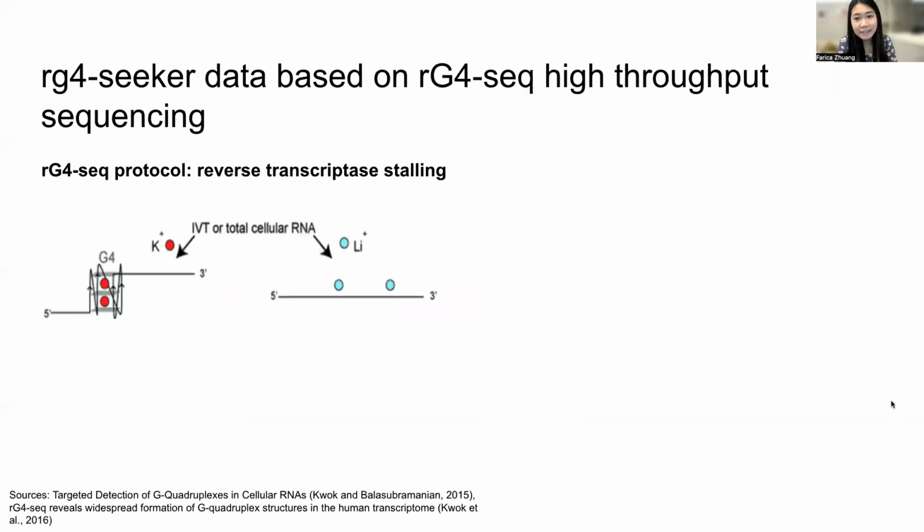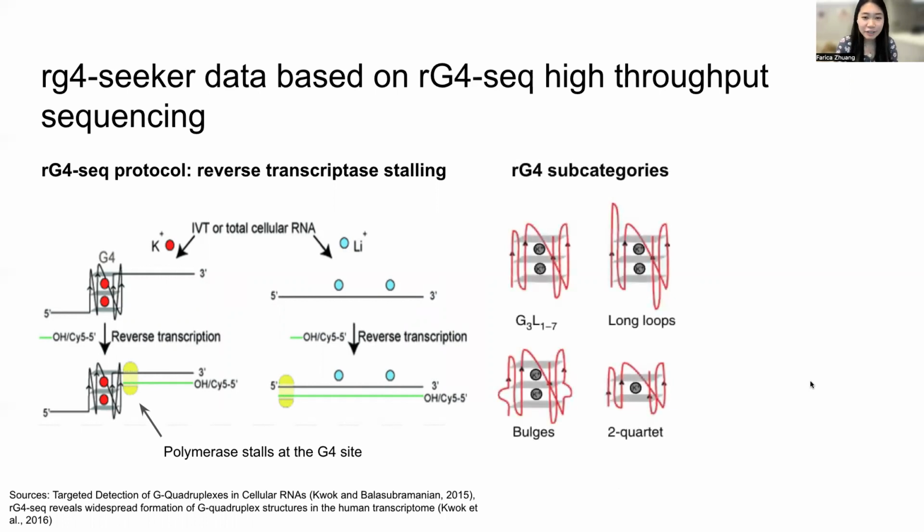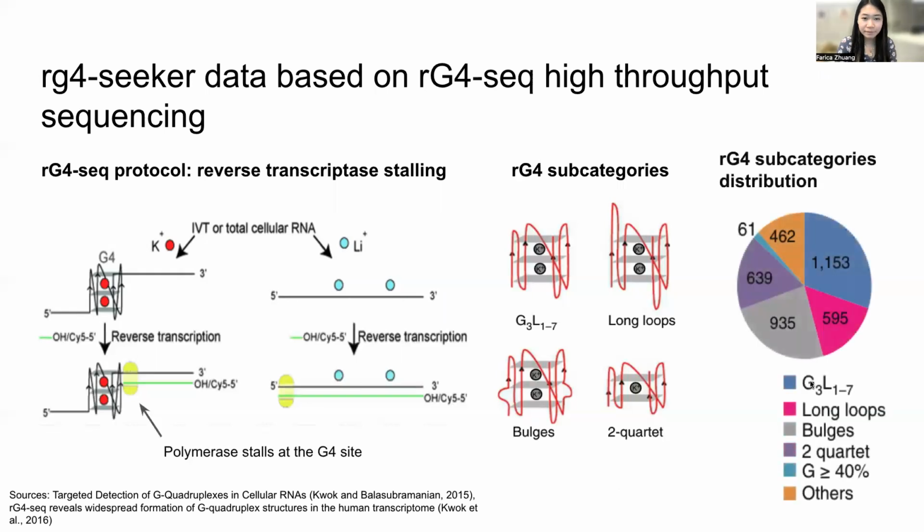So the first thing we need is data. And to detect RG4s, a high throughput method based on RG4-seq has been developed. This method relies on the protocol called reverse transcriptase stalling, where under the right condition, the reverse transcriptase gets stuck at G4 sites and produces shorter incomplete sequences. Such a data set not only provides positions of RG4s, but also the subcategory they belong to.